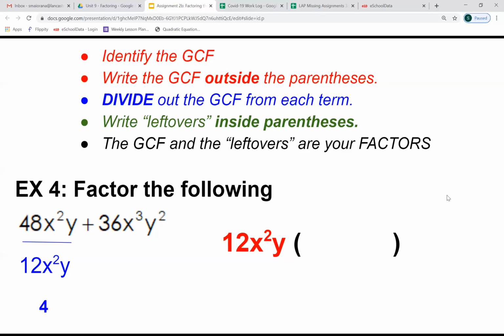My second term, when I divide it by my GCF, 12x squared y: 36 divided by 12 is 3. X cubed over x squared gives me x. And y squared over y gives me y. So I have 3xy. And again, that's positive because there's a plus sign in between. So when I write my leftovers in the parentheses, I get 4 plus 3xy.